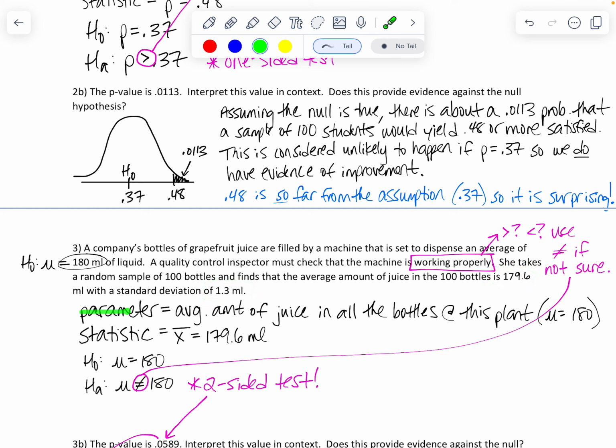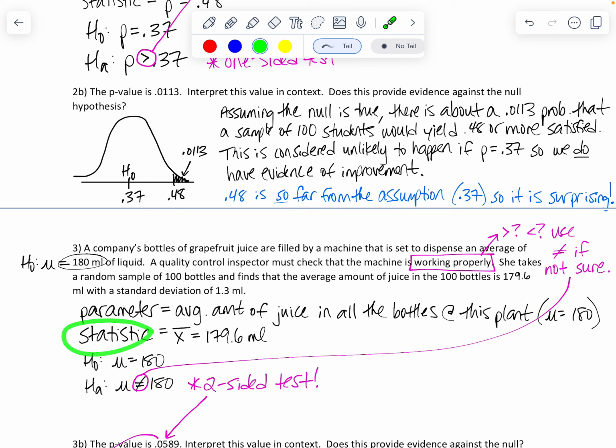I'm going to define the parameter. It's the average amount of juice in all the bottles. And notice how I've done P's up here. These were percentage numbers. Now we're doing a means question. Yes, our textbook does separate proportions and means in this chapter as well. Notice how these numbers that we're analyzing here are not proportions. They are whole number values. So that's why I'm using mu, which represents the parameter from the entire population.